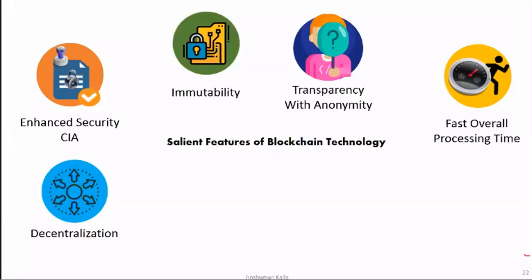For example, in a Bitcoin system, every 10 minutes you will have a new block, and in Ethereum you will have a new block every 10 to 15 seconds, right? So they keep adjusting and tuning the difficulty level so that the block creation time remains the same. So overall, the processing time in blockchain is very low compared to traditional systems.